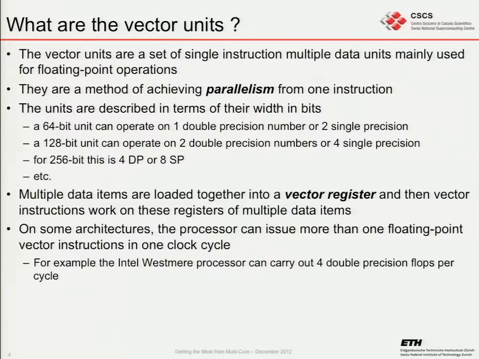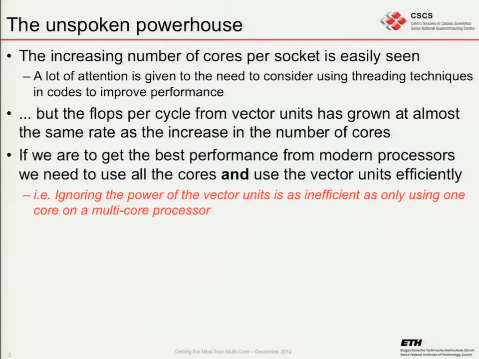So the units are described in terms of their width in bits normally. So a 64-bit unit can operate on one double precision number or on 2 single precision numbers. 64 bits, yeah, 8 bytes, that's double precision. It's really the unspoken powerhouse in some way. We don't really necessarily, when we go along and compile a code, worry about vectorization or anything similar. We just dive straight in and say, but I want to use all the cores on a node.